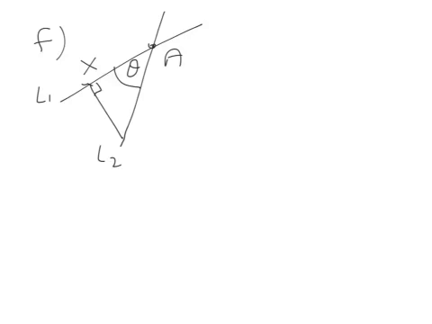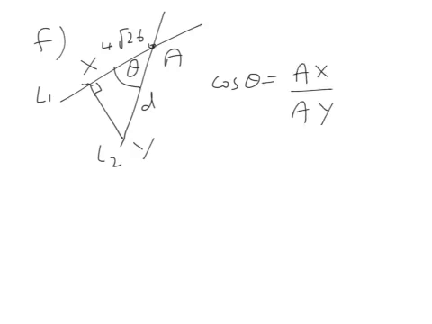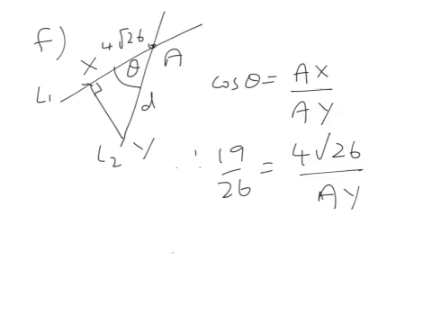We want to find the length of AY, let's call that D. We know the length of AX, that's 4 root 26. So what we've got is a right angle triangle here. We know that length, that's the adjacent, and what we want is that length, the hypotenuse. Oh, adjacent hypotenuse, cosine. Oh, that's lucky because we worked out cos theta. So cos theta equals AX over AY. In other words, 19 over 26 is 4 root 26 over AY. If you solve that equation, AY works out to be 27.9 to 3 sig figs.